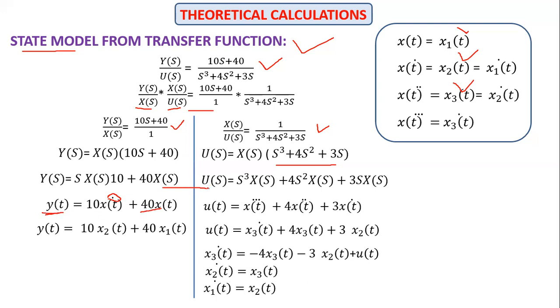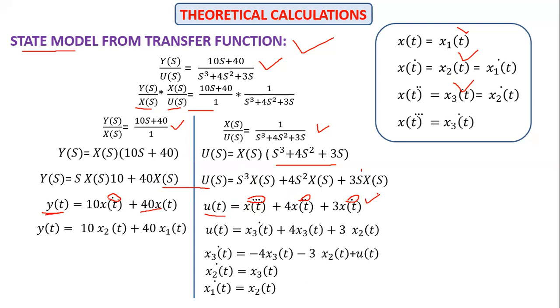And next coming to the U(s) equation, inverse Laplace of U(s) is u of t, and coming to the s cube. S cube means three times differentiation, so we are placing three dots, x triple dot of t, and 4 into s square X(s). 4 is a constant, and s square means two times differentiation, so x double dot of t. And next 3 into s into X(s), 3 is constant, s power 1 means one time differentiation, so one dot. Now the equation is in terms of dots.